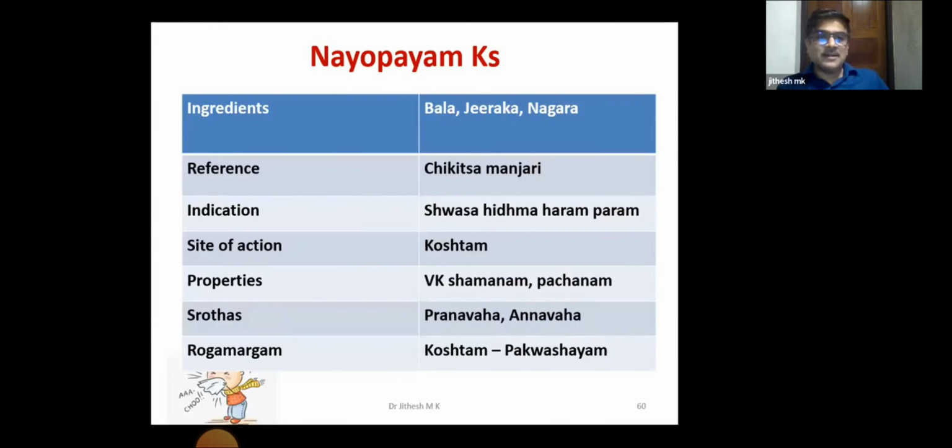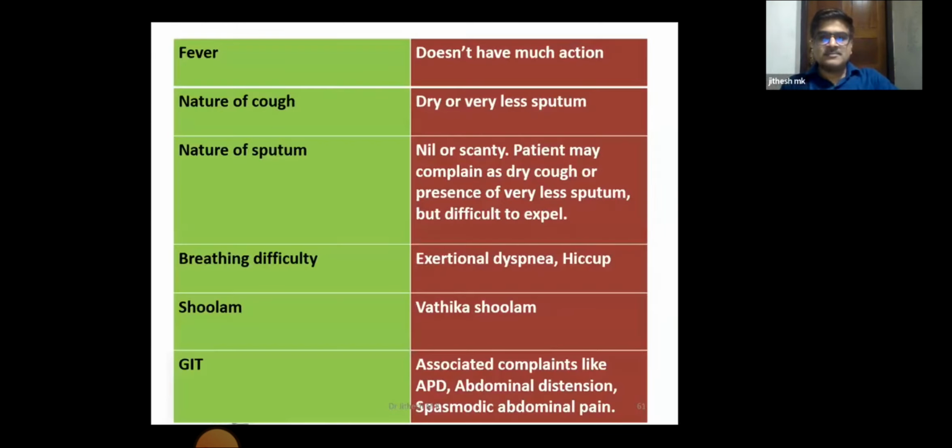Now we will see another condition, that is Nayobhaya. Only 3 ingredients, Bala, Jiraga, Nagara. Reference is Chikitsa Manjari, Swasa Hitma Harampara. Again, see the ingredients: Bala, Jiraga and Nagara. Properties are Vata Kaphasamana, Pachana. Srodas is Pranavaha Srodas and Annavaha Srodas. Now, where do we have to select this Nayobhaya Kashaya?